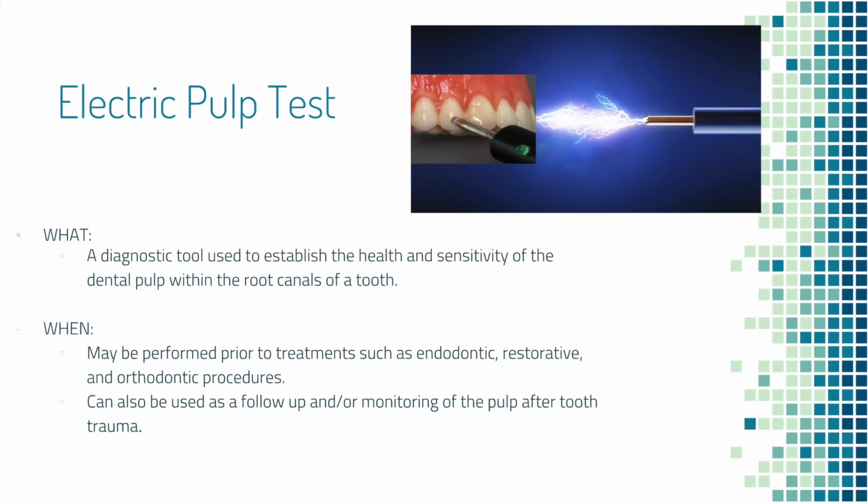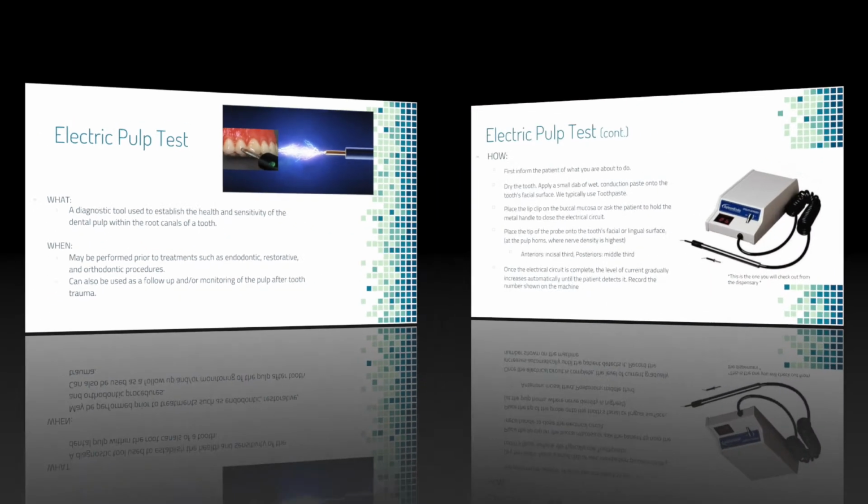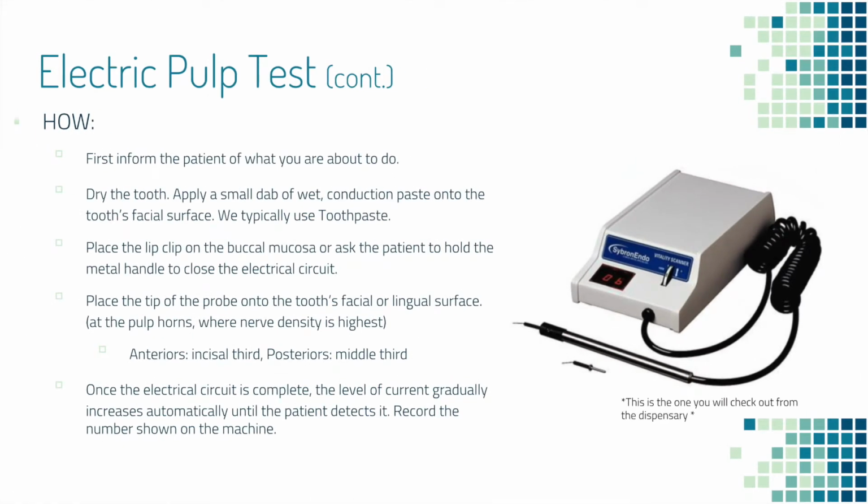This is the electric pulp test. It's a diagnostic tool used to establish the health and sensitivity of the dental pulp, and it's performed prior to treatments such as endodontic, restorative, and orthodontic procedures. It can also be used as a follow-up in monitoring the pulp after tooth trauma. How it's used is you'll first inform the patient of what you're about to do, and then you'll go check out this machine from the dispensary.